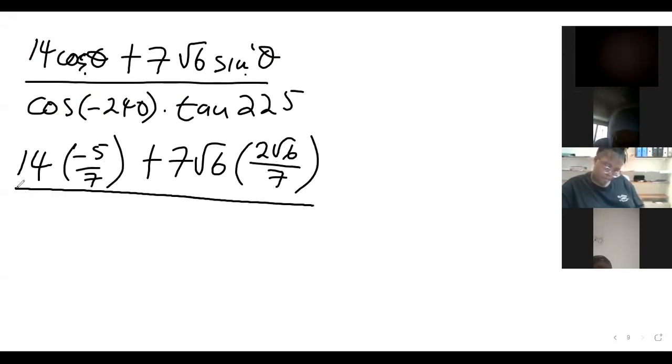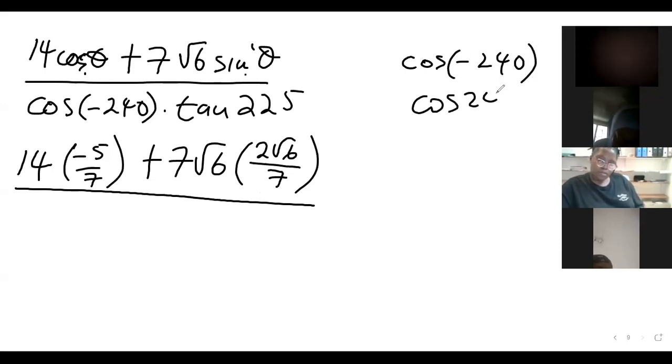All over, right? Cos of negative 240. These are negative angles. For cos, the negative changes to positive. So this is cos 240.